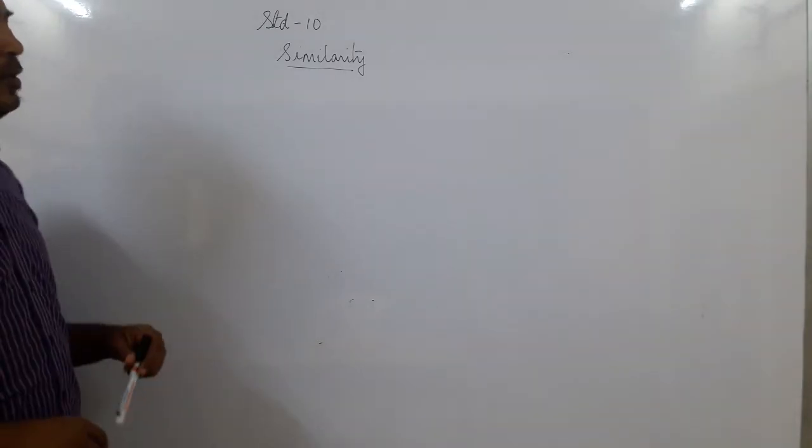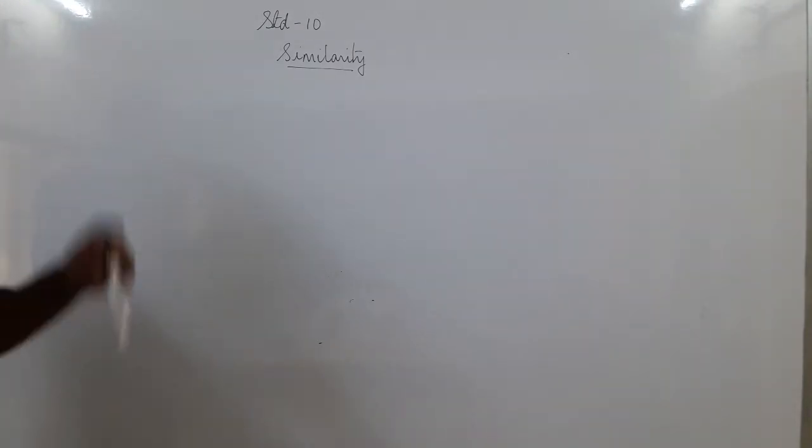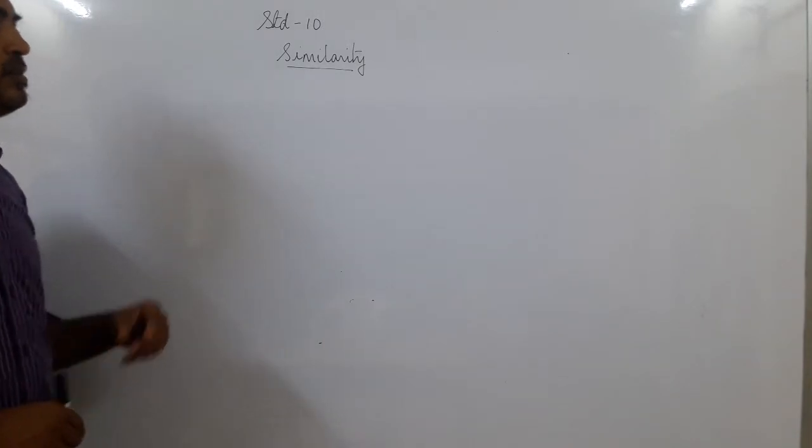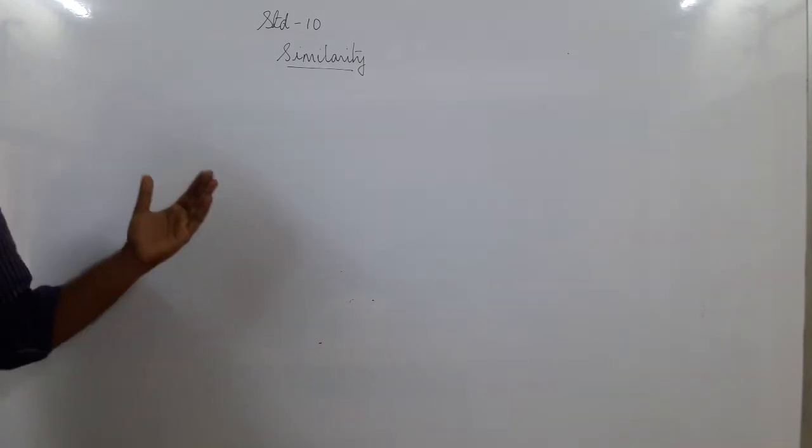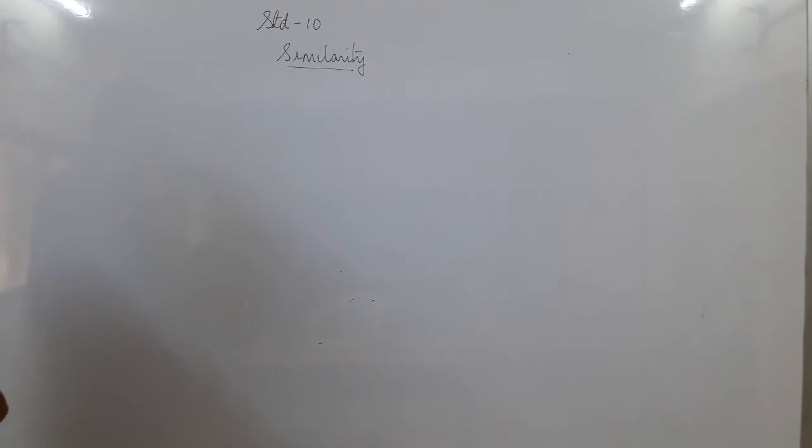Today we are going to continue on the similarity of triangles and see what is the ratio of their perimeters and their areas. Okay? So that is the work we are going to do today.